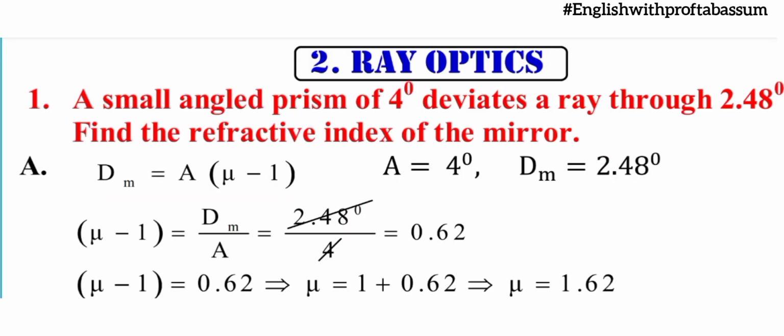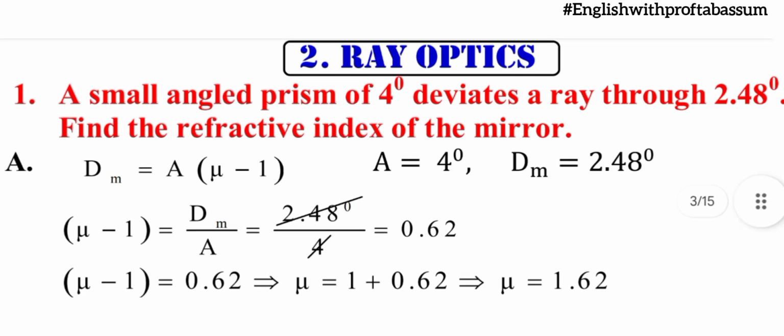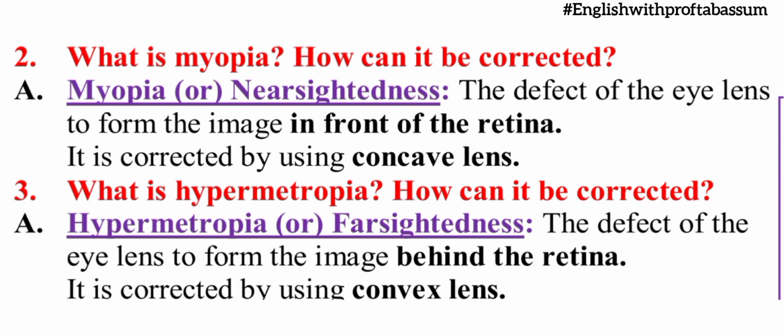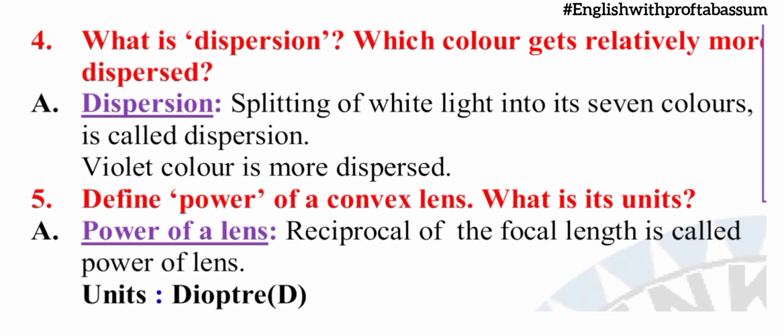Question number 1, a small angled prism of 4 degrees deviates a ray through 2.48. Find the refractive index of the material. What is myopia? How can it be corrected? What is hypermetropia? How can it be corrected? What is dispersion? Which color gets relatively more dispersed? Define power of a convex lens.